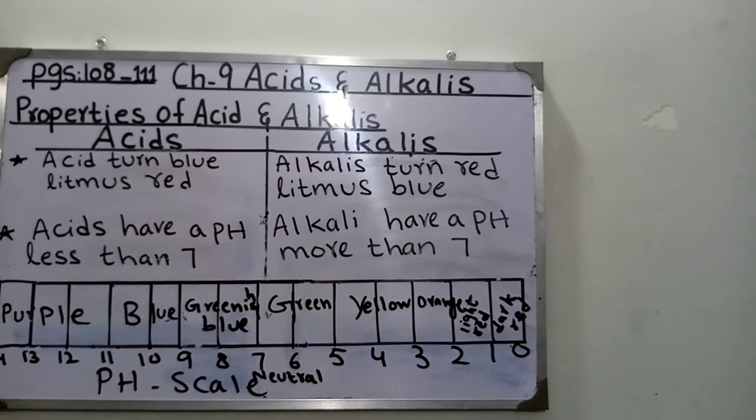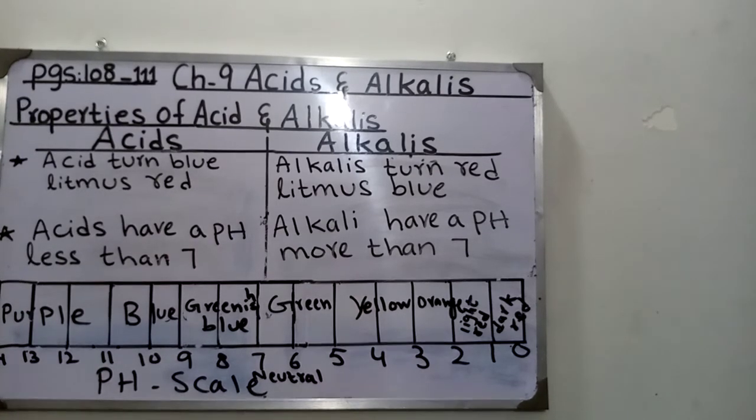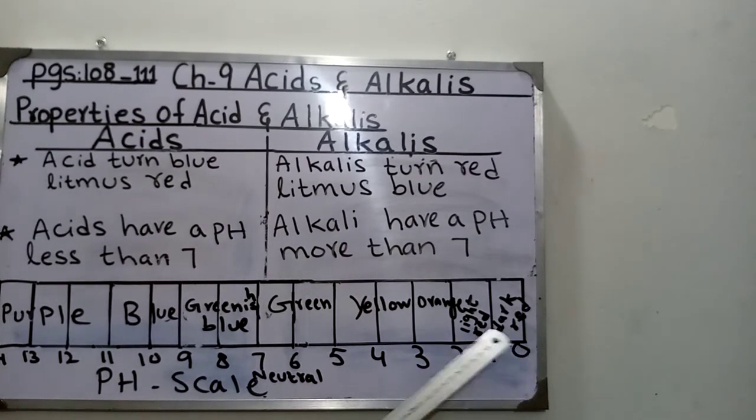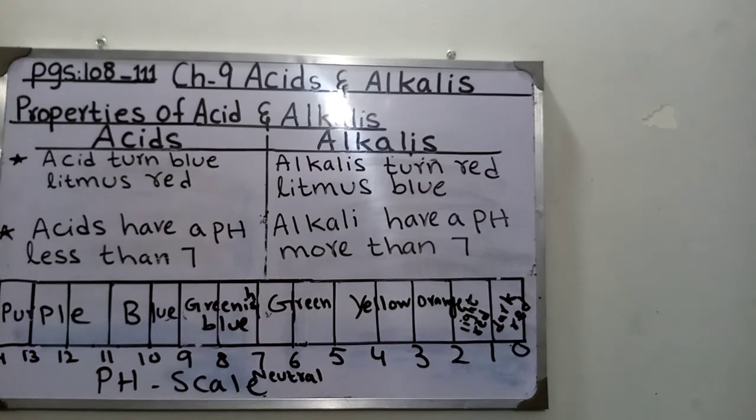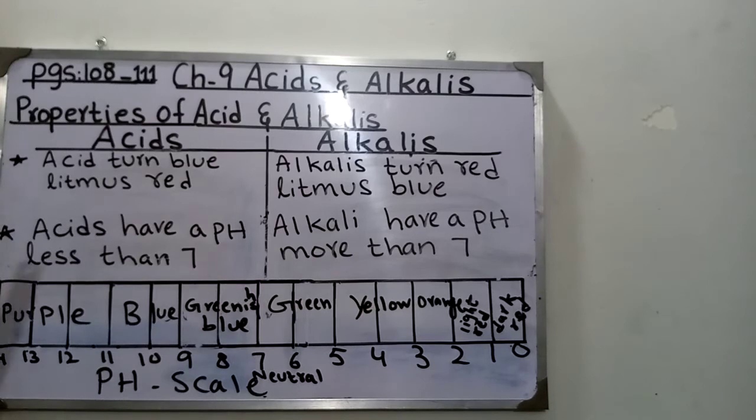And what is the number? These are some numbers. The range of 0 to 3, as I told you earlier, shows a strong acid, and 12 to 14 shows a strong alkali. So the next property: acid has a pH less than 7. You can see on the pH scale, this is the pH scale. 7 से जो less है वो acids है, 7 से जो more than है that is an alkali.